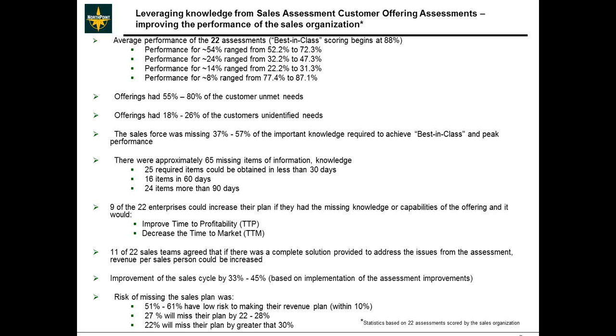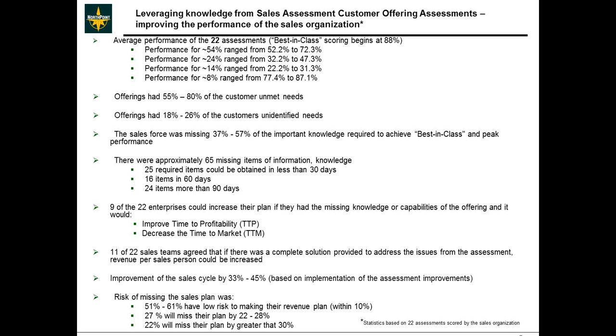9 of the 22 enterprises could increase their plan if they had the missing knowledge or capabilities of the offering, and it would improve the time to profitability and decrease the time to market. 11 of the 22 sales teams agreed that if there was a complete solution provided to address the issues from the assessment, revenue per salesperson would have been increased.